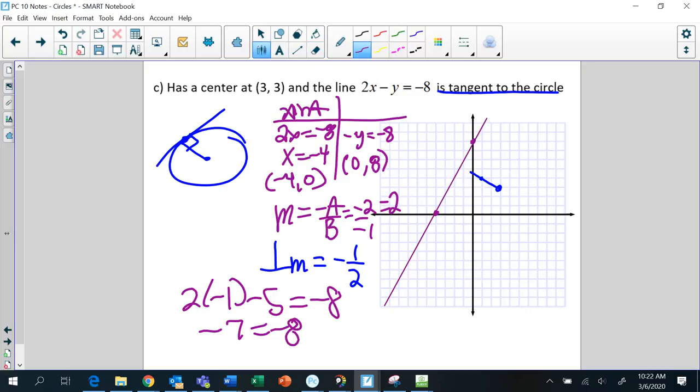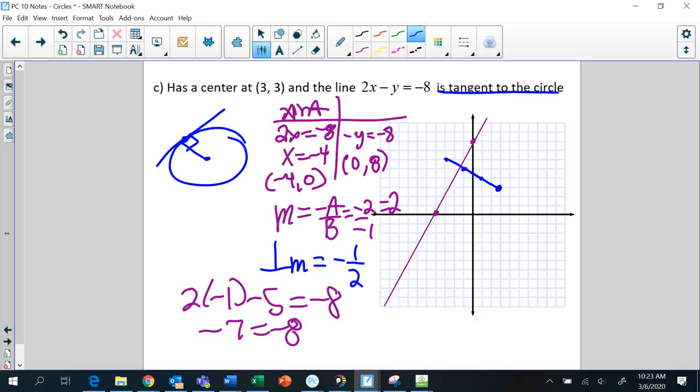The problem is my purple line doesn't cross there. So now I'm going to go back to what Neil said. Do you think maybe we need to find the y-intercept and find the equation of this blue line? Okay.